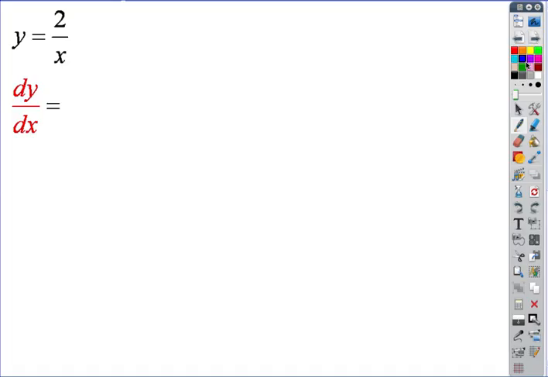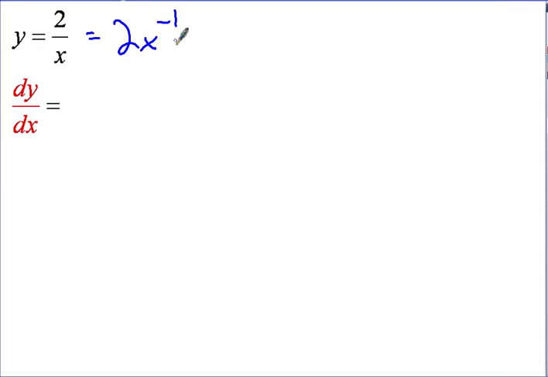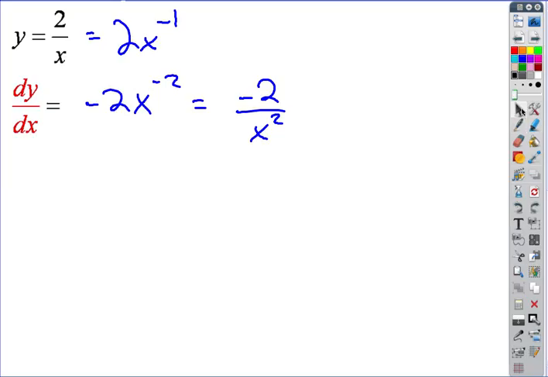So this one's going to look like 2x to the negative 1. And now we can apply that rule. So what's our answer? Negative 2x to the negative 2. Bring the negative 1, multiply it by the coefficient. So that gives me my negative 2, x to the negative 1 minus 1, negative 2. Now if I want to simplify that and write it without a negative exponent, what would that look like? Negative 2 over x squared. Because a negative exponent on the top is the same as a positive exponent on the bottom, right? Okay. What about that one?